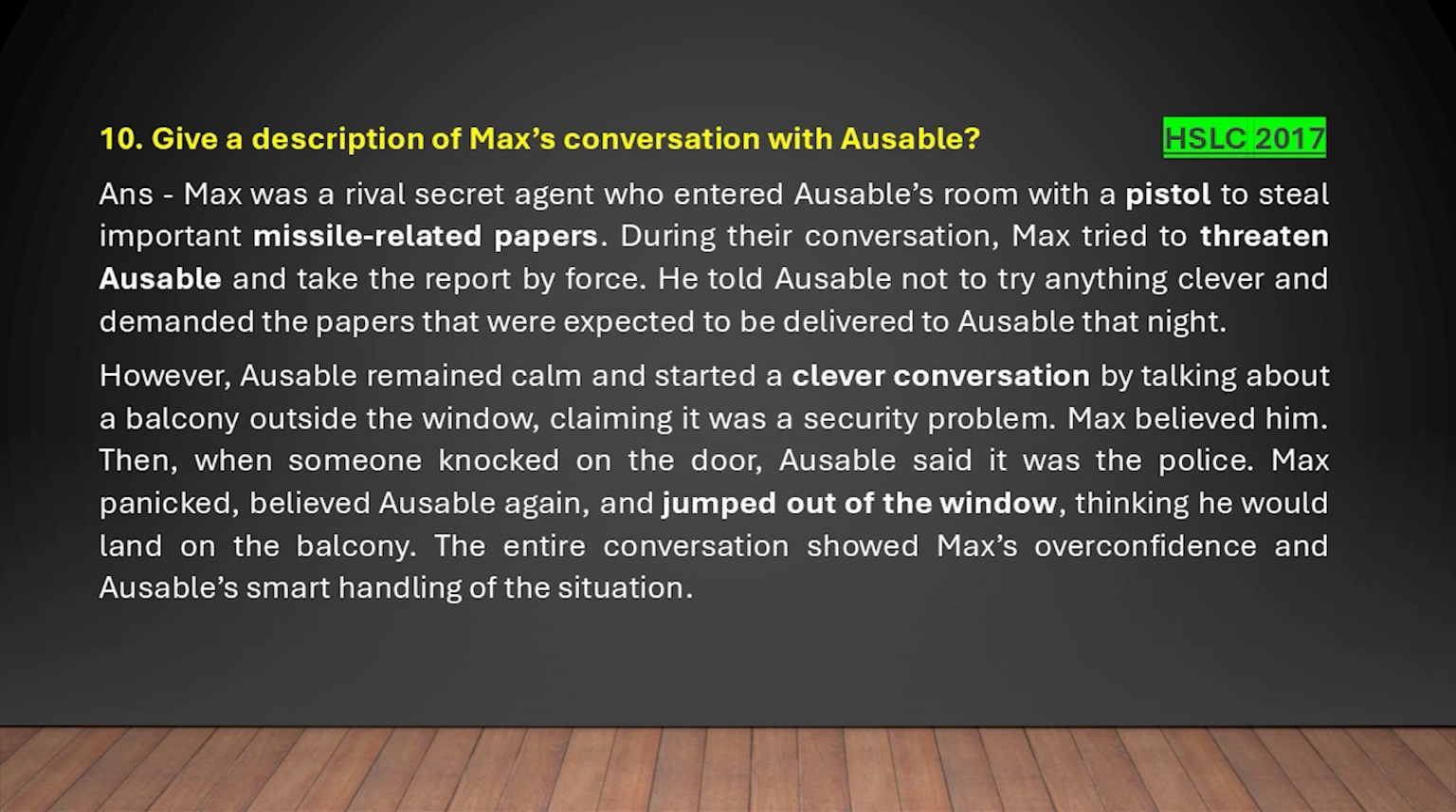that night. However, Ausable remained calm and started a clever conversation by talking about a balcony outside the window, claiming it was a security problem. Max believed him. Then, when someone knocked on the door, Ausable said it was the police. Max panicked, believed Ausable again, and jumped out of the window, thinking he would land on the balcony. The entire conversation showed Max's overconfidence and Ausable's smart handling of the situation.